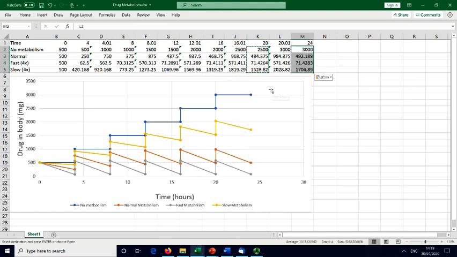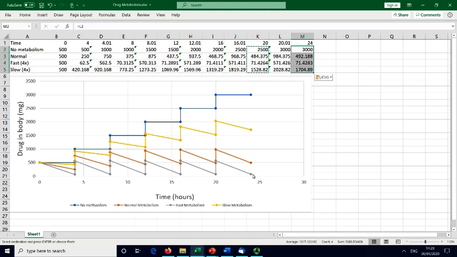So what you can see from this is, depending on your metabolism, the level of drug in the body of these people is massively different. Obviously, if you don't metabolize it at all, it just builds up and will become incredibly toxic. If you're a normal metabolizer, we've stabilized because we're giving 500 milligrams and we're losing about half of that. After 4 hours, we go back to 500 and we'll get a stable variation between 1,000 milligrams in the system and 500 4 hours later. So that's the stabilized level of taking that drug.